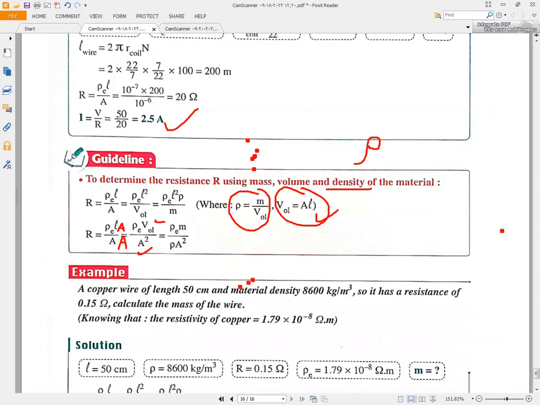A copper wire of length 50 centimeter and the material density equals this. This is the rho. So it has resistance equal to this, and we have R. And the mass of the wire: calculate the mass of the wire. He needs the mass of the wire. You will use this relation.